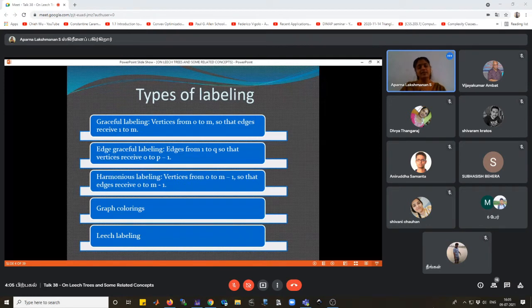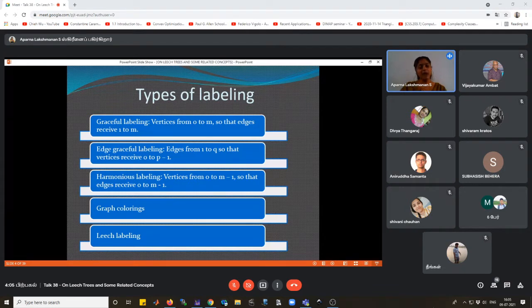Then another one is harmonious labeling. Here again, vertices are labeled from 0 to m minus 1, so that edges also receive labels from 0 to m minus 1. So it is more similar to graceful labeling. Such labelings, if they exist, are called harmonious labelings.